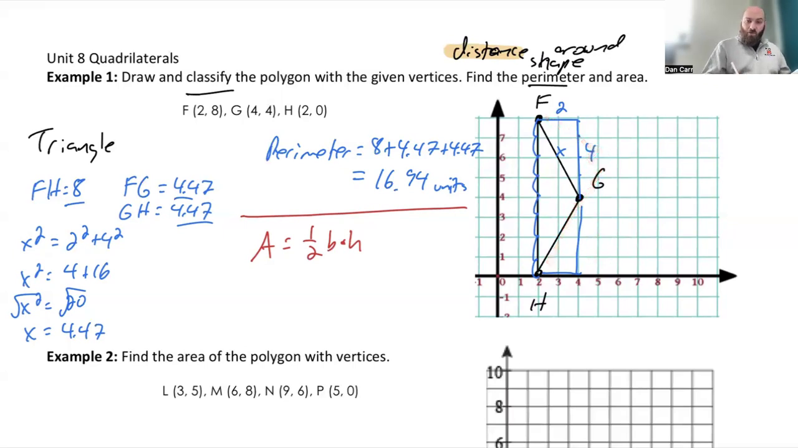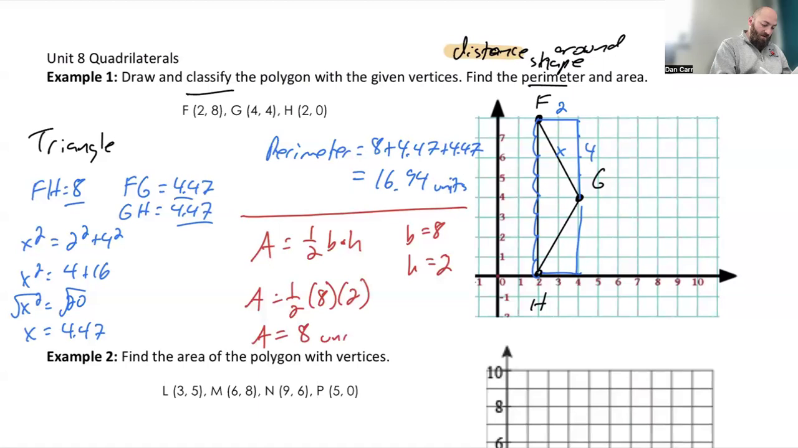But let's pick easy numbers. For example, this can be my base and height. The only important thing is that they're perpendicular to each other. And so with this kind of triangle, those are going to be my base and height. So my base is equal to 8 and my height is equal to 2. I can just plug those into my formula now. So 1/2 of 8 times 2 comes out to 8 units squared.